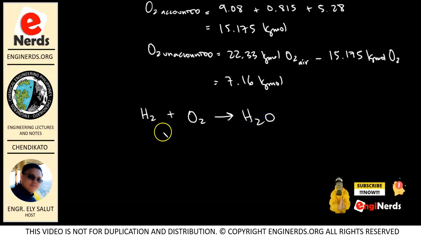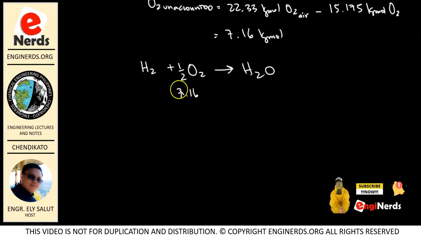Okay, so we have 1/2 O2 in here. All of this O2 unaccounted is 7.16, so we have 7.16 kilogram mole in here. How much H2 do we have in our fuel that is converted to water? Don't forget, we do not have free H2, so our computation is easier.